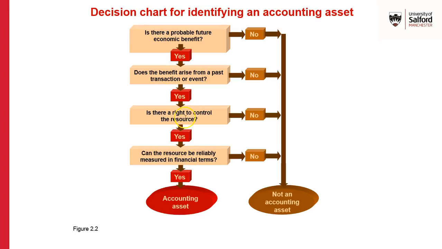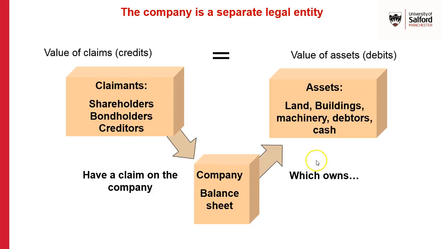This is a quick rundown of the kind of questions one might ask. It's not a formal model, it's just an explanation, if you like. So, is there a future possible economic benefit? Well, if it's wages, it's been and gone, it's been paid for. Does the benefit arise from a past transaction or event? So if you bought a building, yeah, you must have bought it in the past. Is there a right to control the resource? Yes, it must have ownership. We talked about that, ownership there.